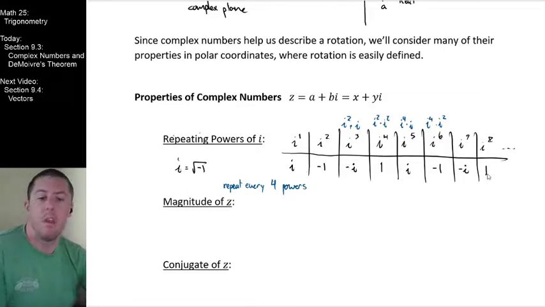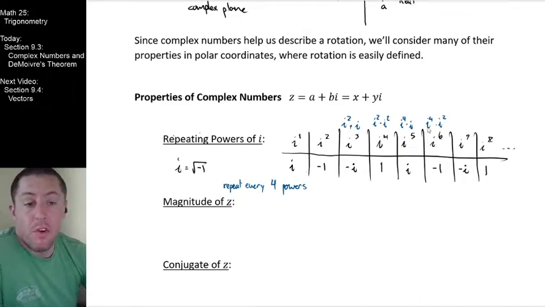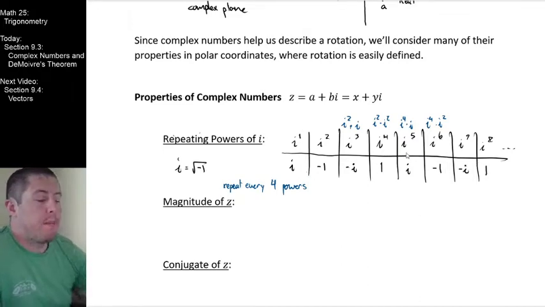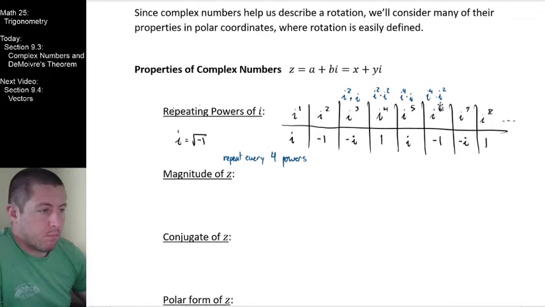Those are like your 4 base cases, and this pattern will just repeat itself over and over and over again. So that's one real important feature. We'll come back to this one. This will be a really important thing for a later example here.